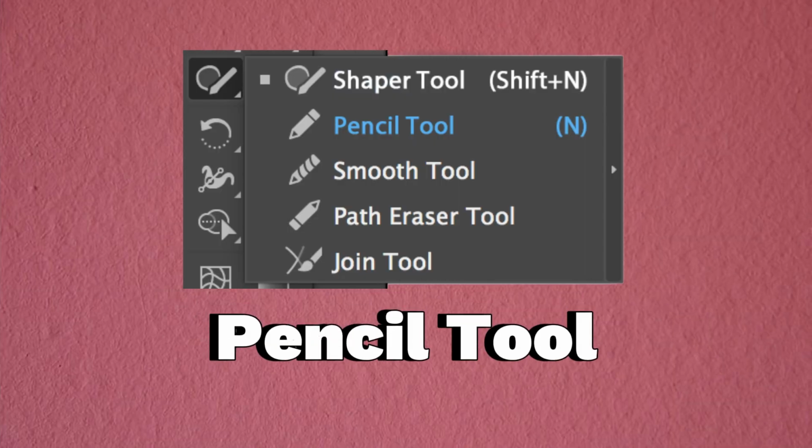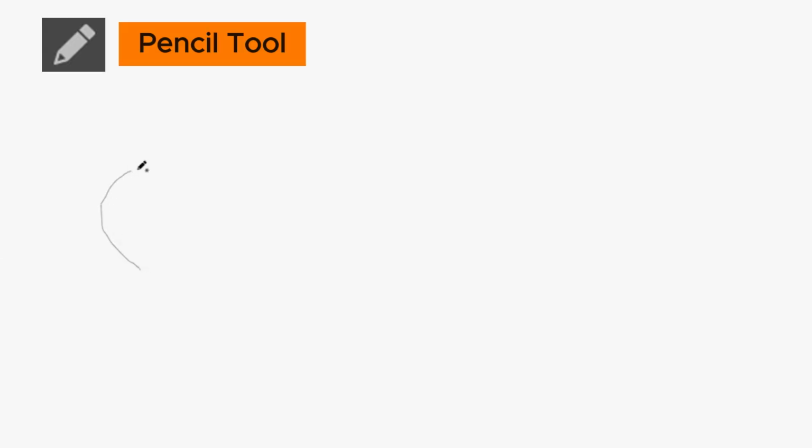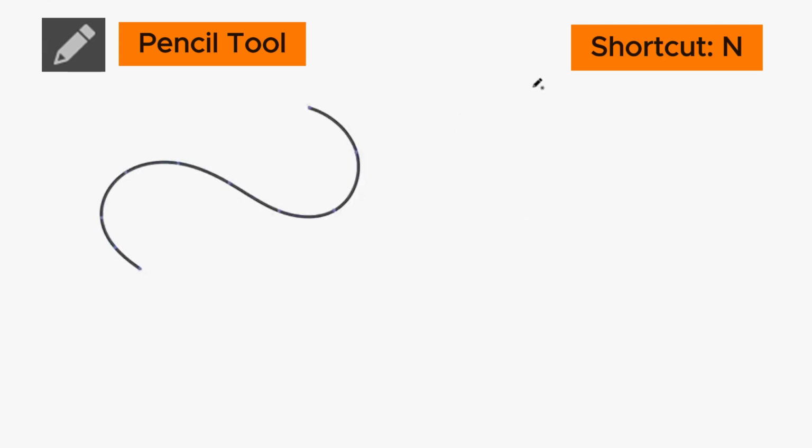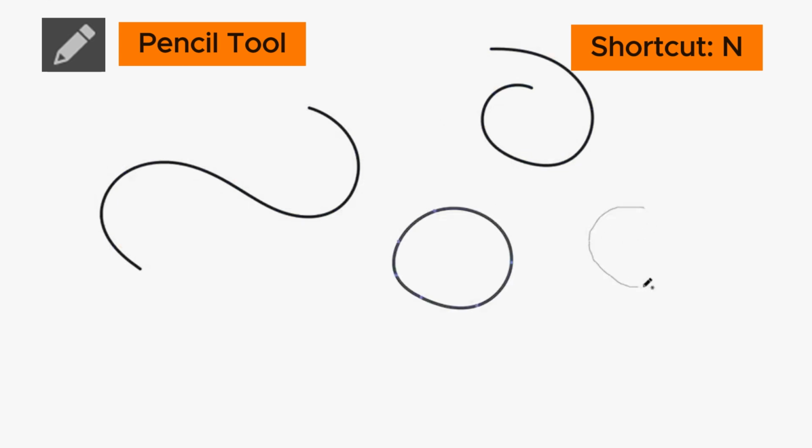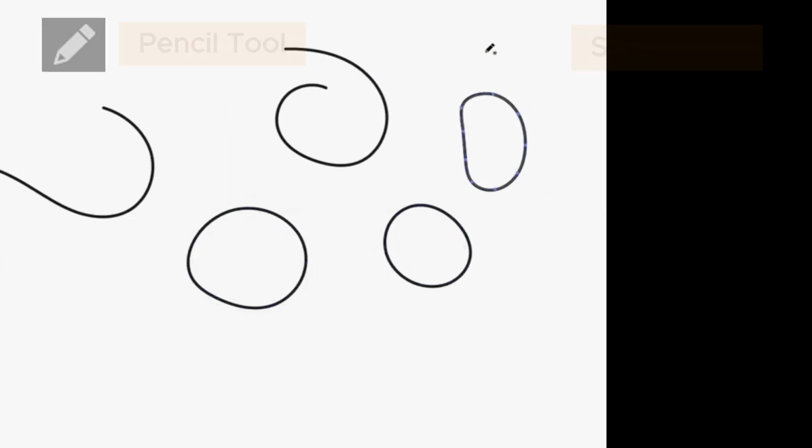The Pencil tool. Shortcut is the letter N. Works very similarly to the Paintbrush tool. Click and drag to create smooth paths. Dragging the mouse close to where you started will close the path.